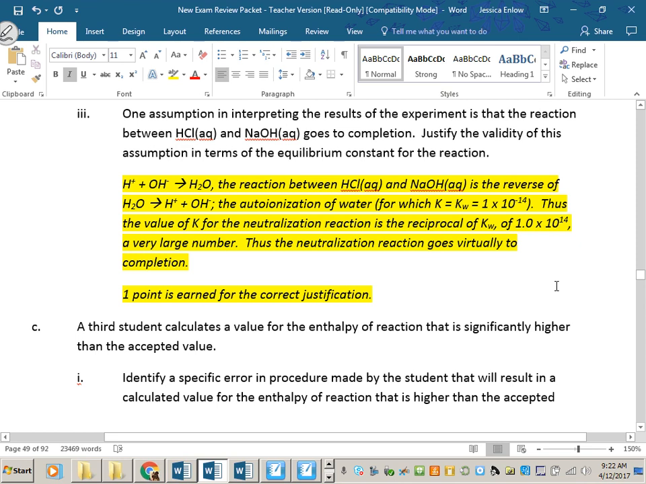All right, so the third student calculates a value of enthalpy that is significantly higher than the accepted value. What did you guys say were some errors made that happened? Yeah. They could have accidentally used the 2 molar instead of 1 molar, but then calculated as if they used 1 molar. Okay, so using incorrect molarity. So both reactants, they used the higher molarity? Yeah. Okay, so what would that have done? Yeah, but then the moles that they would calculate would be less than was actually in the reaction, so it would be higher kilojoules per mole. Okay, I can go with that.